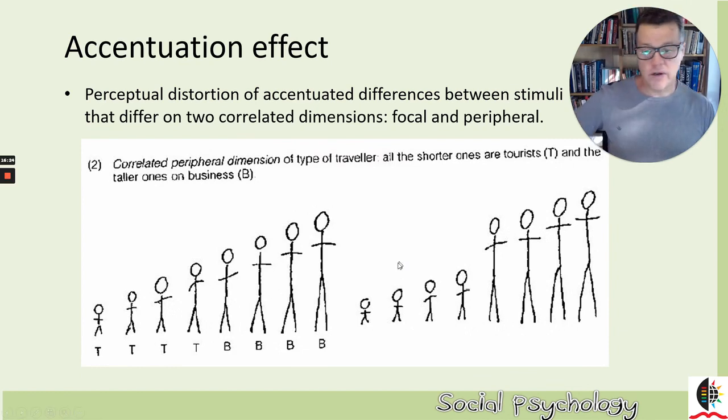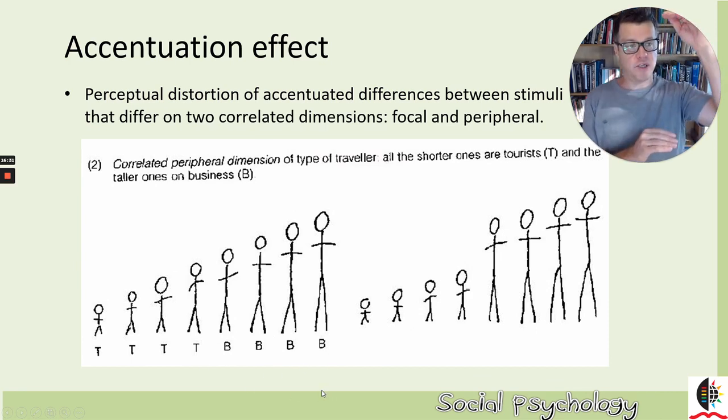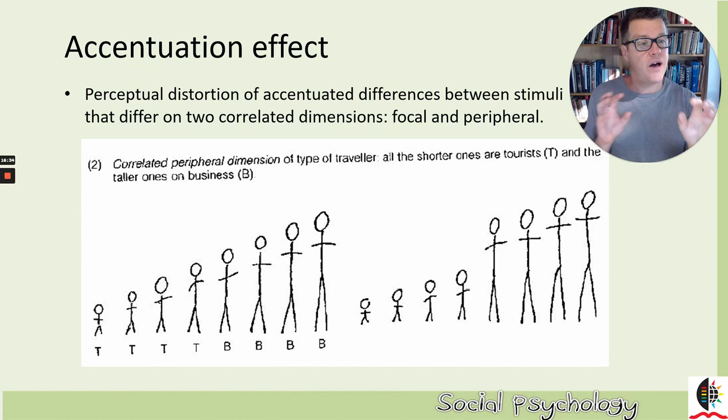In the second version of the experiment, they take foreign tourists and Scandinavian business people. That's the B, the business people. Scandinavians are generally tall, and they're taller than tourists. So now there is a correlation between the focal dimension, height, and the peripheral dimension, foreign tourists or local business people. And you'll see afterwards they reproduce the picture of the people in the airport lounge. There's an accentuation of the differences. Those within the group are more similar, and the differences between the groups are larger.